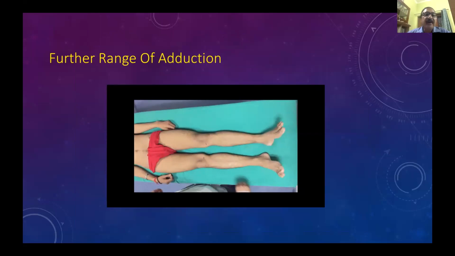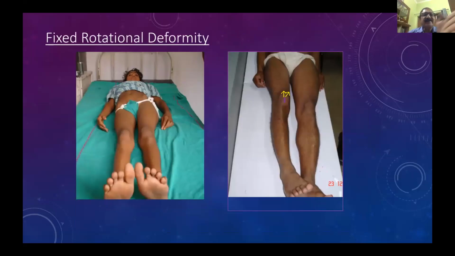Okay. Further range of adduction: the same principle as in the flexion deformity of the hip joint. Unmask the adduction deformity and see for any further possible adduction. I will not run this video because of paucity of time. Then measure the fixed rotational deformity, which can be gauged by seeing the direction of the great toe, or by this method in which two lines are drawn. One is a plumb line, another is the line towards the roof from the center of the patella.